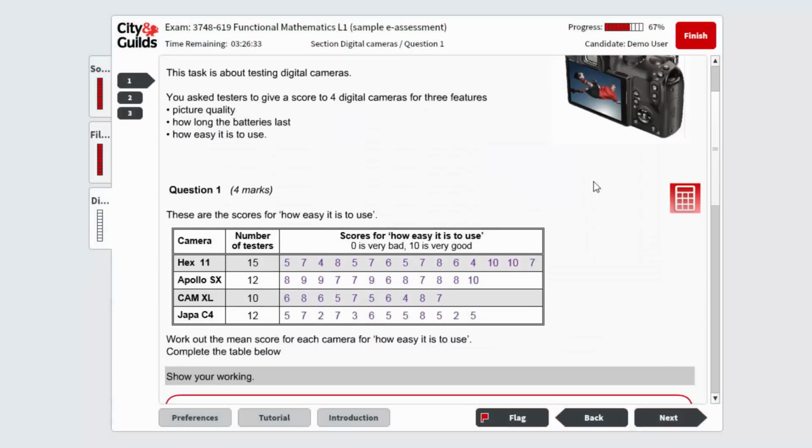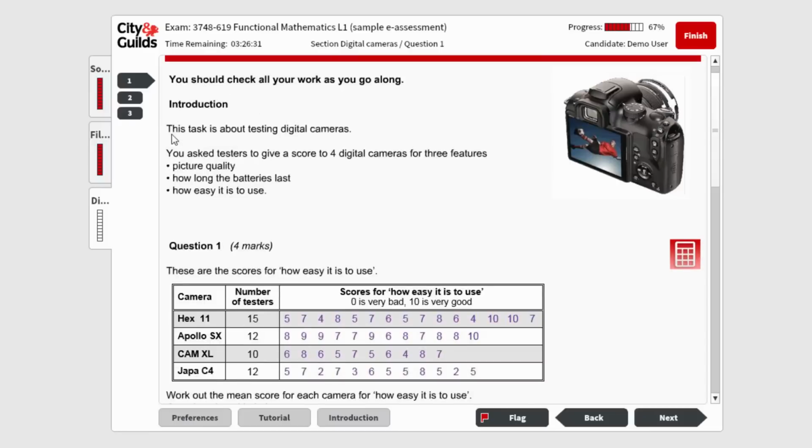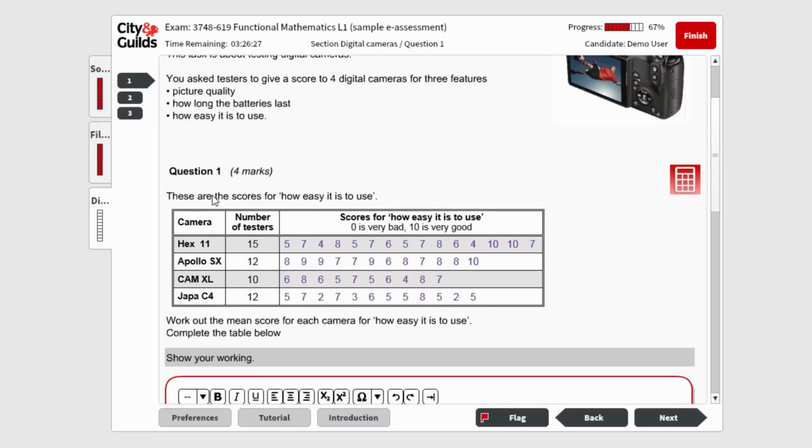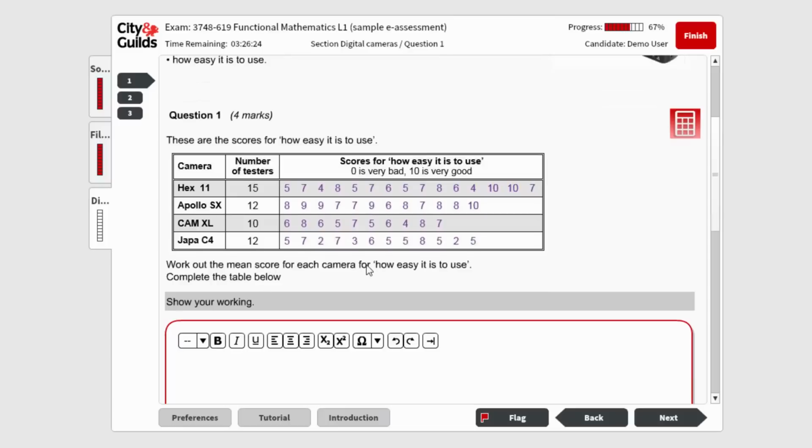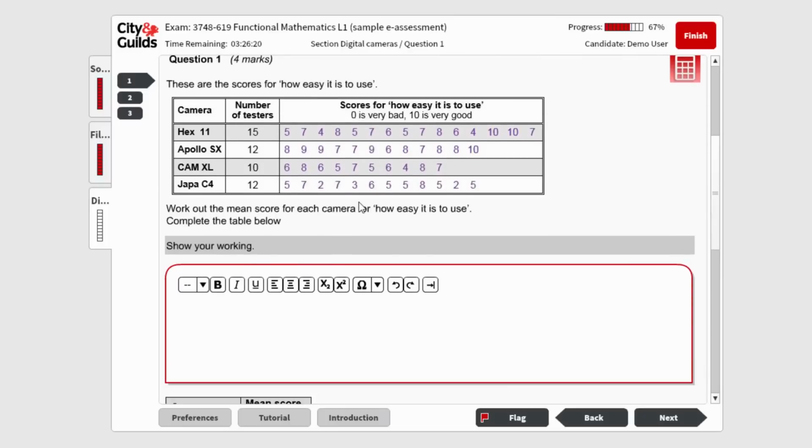Okay, final question. So we've completed 2 sections already. We've just got one last section to do, and this one's going to be on means. Okay, we can tell it's going to be means just by looking straight away at the numbers, all lined up like that. So what it wants us to do is work out the mean scores for how easy each of these different cameras is to use. There are 4 different cameras. We've got the mean scores.